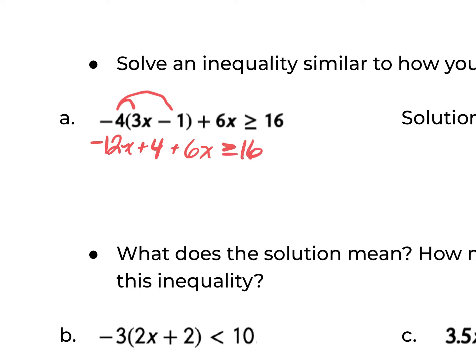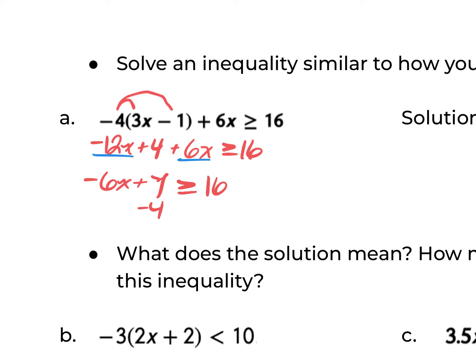Now, what I would do in my next step is combine my like terms. So negative 12x plus 6x will be negative 6x. Then I'll bring down my plus 4. It's kind of an ugly 4. And that is greater than or equal to 16. So now we're down to what we call a two-step inequality.